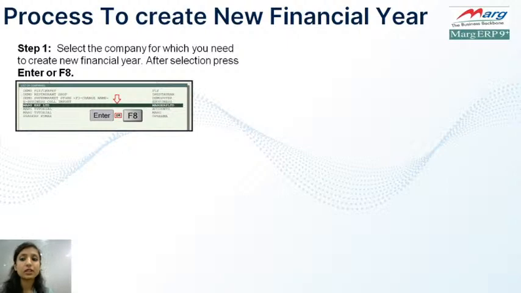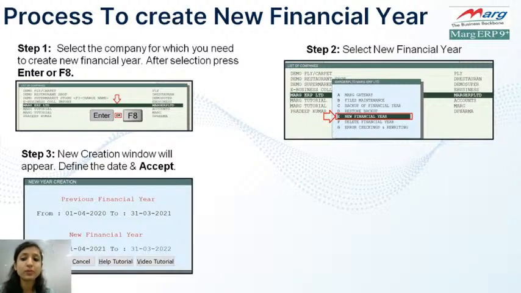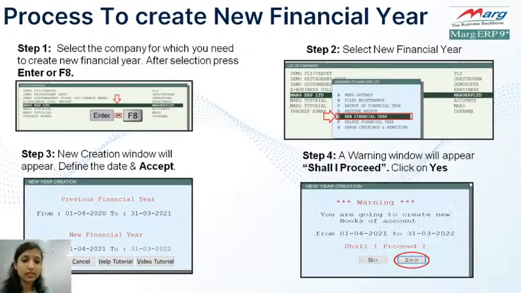Suppose we are creating the new financial year for the company Marg ERP Limited. Now we need to press enter or the F8 key on the window, and then press enter. You will get this window where you need to choose the new financial year option. Thereafter, the software will show you the new year creation window, where you will get the information: your previous year is this, your new financial year is this. Do you want to accept? Yes, I want to accept it.